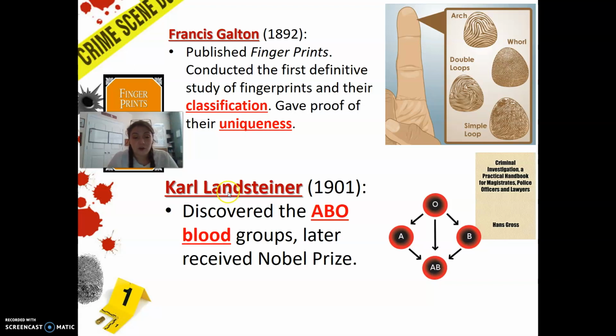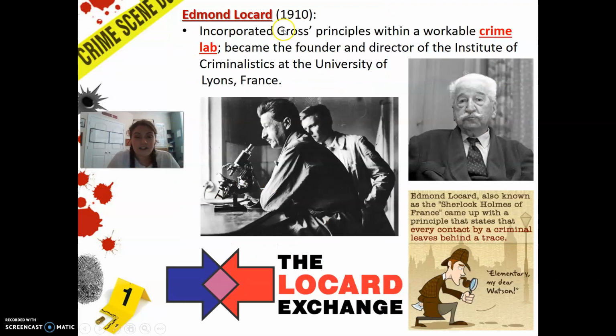This was more of a greatness in medical research, but now we can actually match it in crime scenes. So like someone leaves their blood behind, we can test it and find out it's type A, then that would narrow us down, and we wouldn't look at suspects that weren't type A. So we definitely can narrow our pool of suspects. Then we get into 1910, just a little bit later.